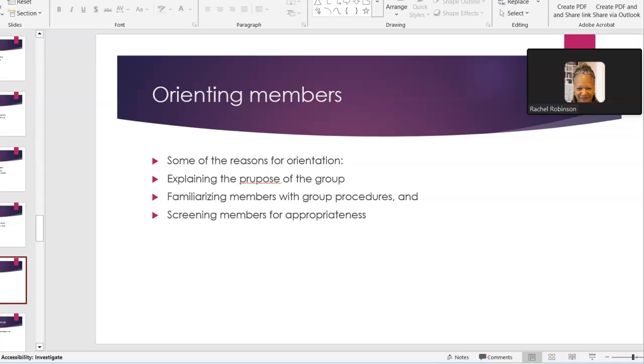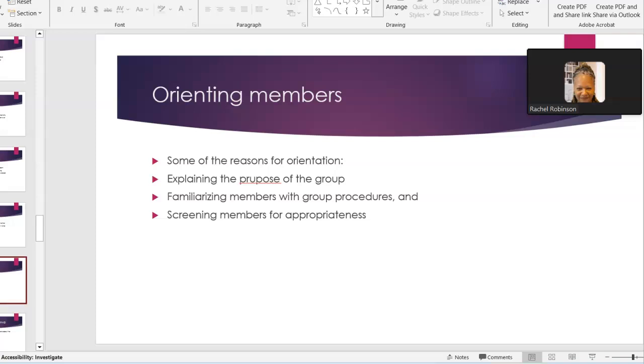So in the orientation, and this is not the only time, you want to bring up, notice through the steps, we keep coming back to the purpose of the group. You need to make sure you remind Nancy, as well as potential members, what is the purpose of this group. Orienting means also familiarizing the group members with the procedures, right? And here's where you screen members for appropriateness.